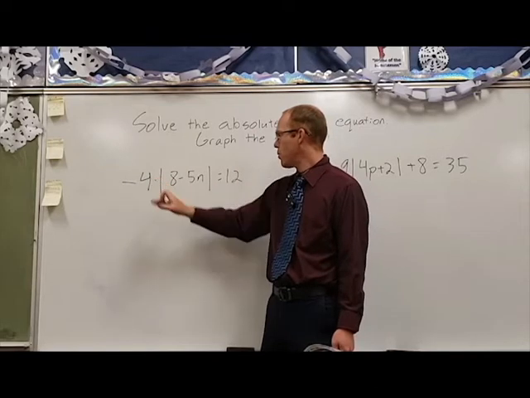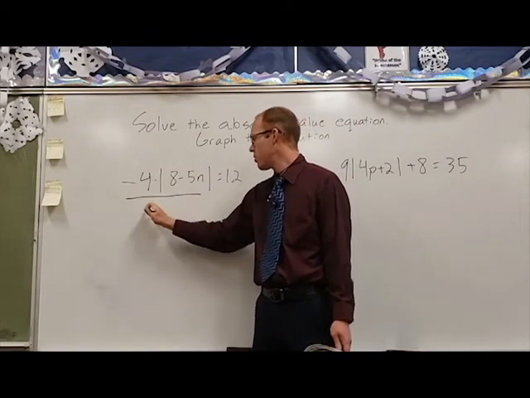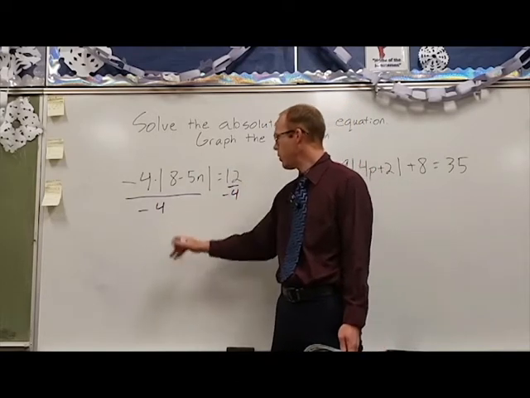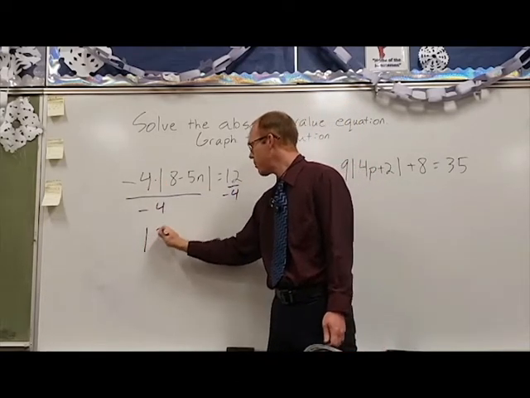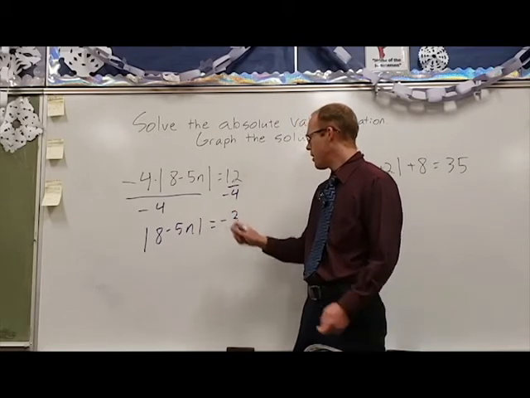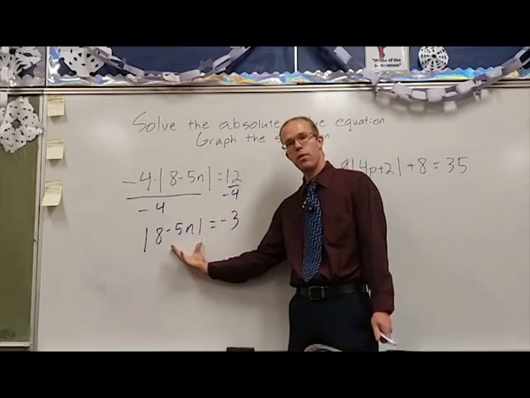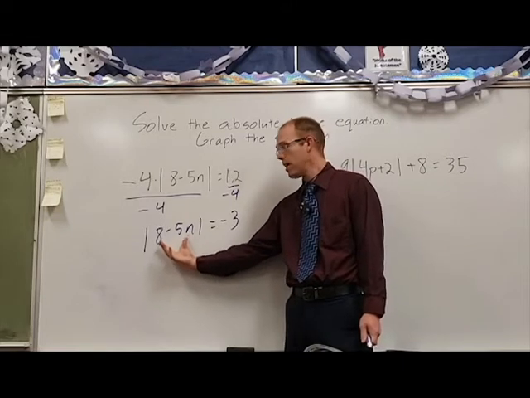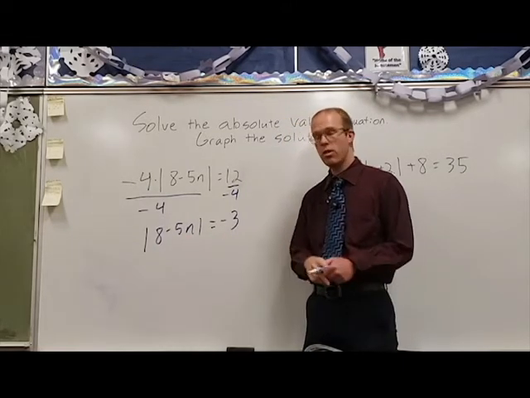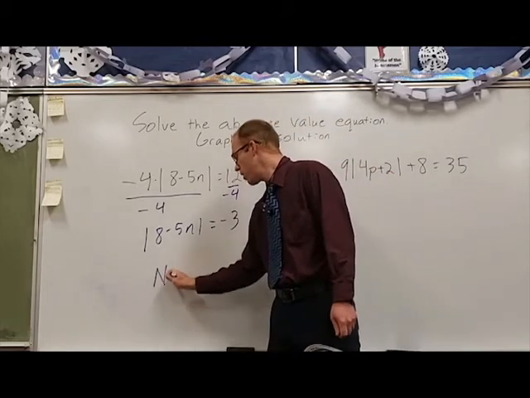We want to undo this multiplication, which is done by division. So we're going to divide by -4 on both sides. And when we do that, we're left with the absolute value of 8 minus 5n equals -3. All right, analyzing this one, we don't need to do any more work because absolute values cannot be a negative number. So we're done on this one. There is no solution.